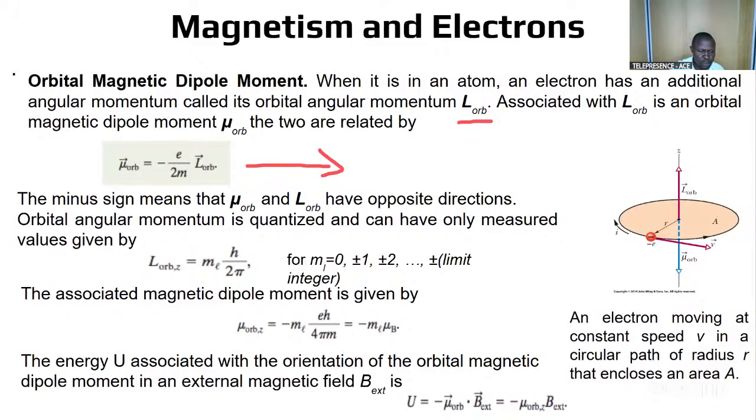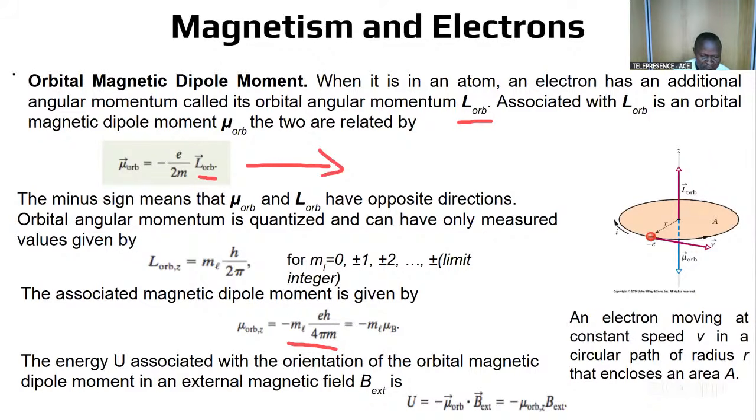So if we now substitute this for L orbital here, put it here. When you put it here, we can now rewrite the magnetic dipole moment in this form. So this will be e times this, and 2 times 2 will give you 4 pi, and this is ML.